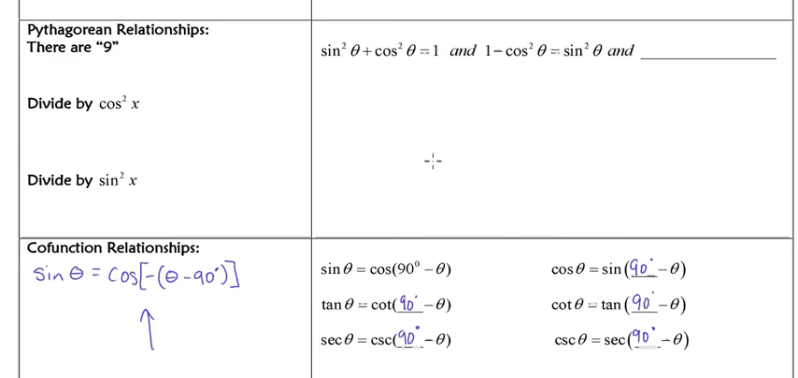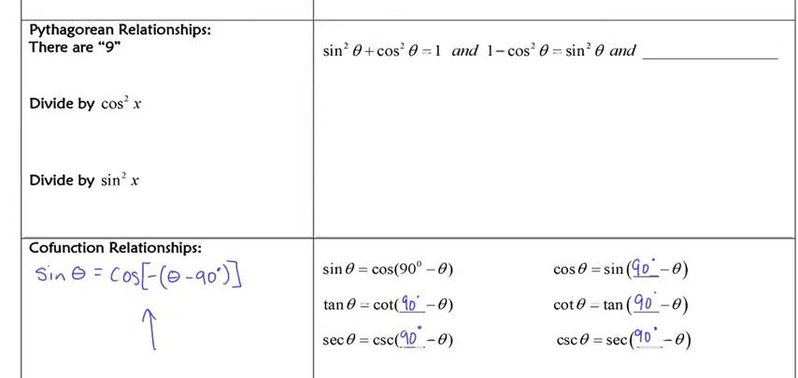All right, here we go. Dealing with Pythagorean relationships, and it says that there's 9 of these. Now it starts off saying that sine squared theta plus, sorry, sine of theta squared plus cosine of theta squared equals 1, and we know that already.